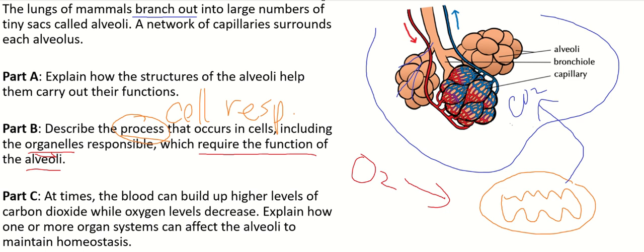All right, part C. At times, the blood can build up higher levels of carbon dioxide. Well, that's the waste from cellular respiration, while oxygen levels decrease. So this might happen when you're at higher altitude or elevation, or maybe you're sprinting away from a hippo or something. I don't know. And so your oxygen levels are going low. How can two or more organ systems help to maintain homeostasis?